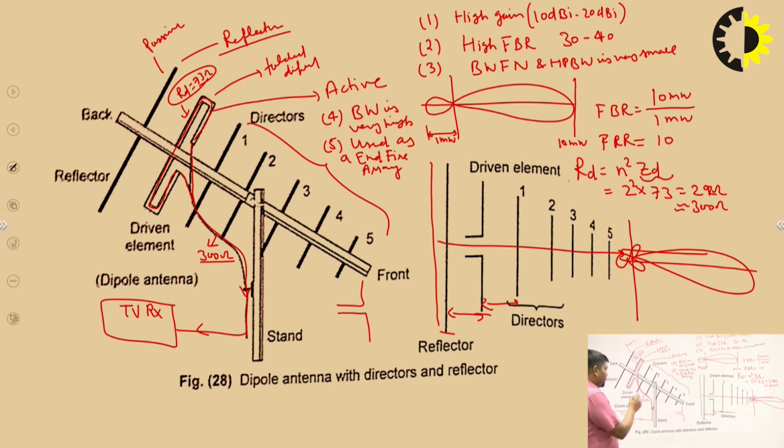So the input impedance is 292 ohm, which is comparable to the 300 ohm. So we can say this receives the maximum power, and this power is received by the TV receiver. So we can use these folded dipole antennas.